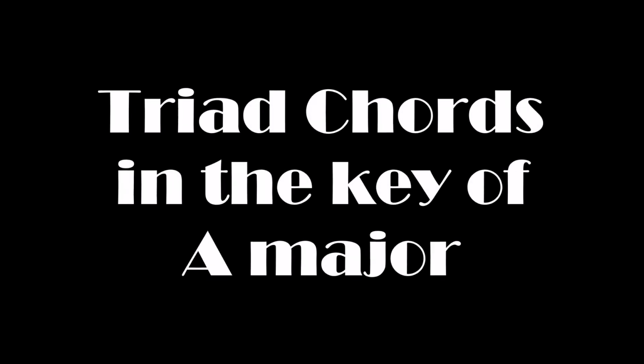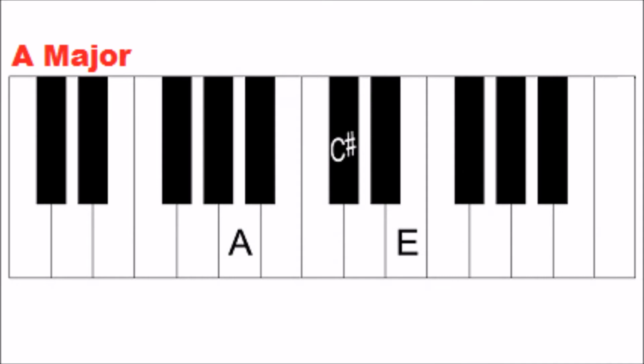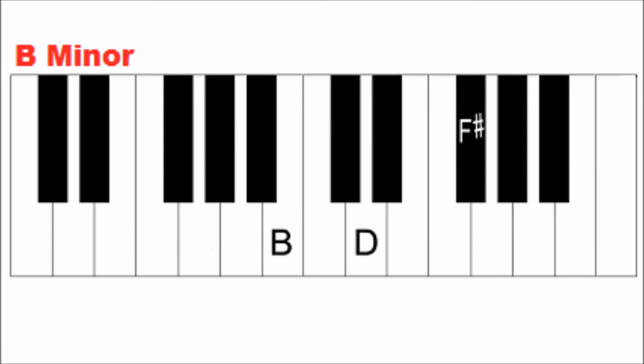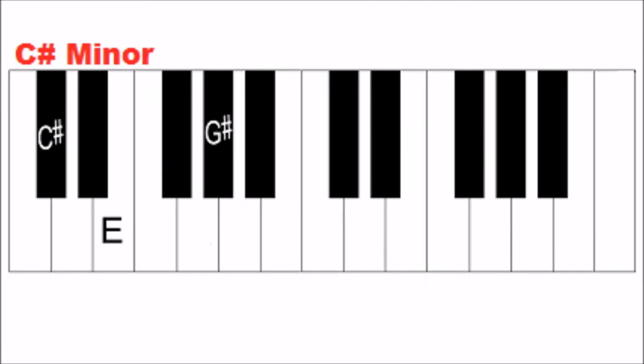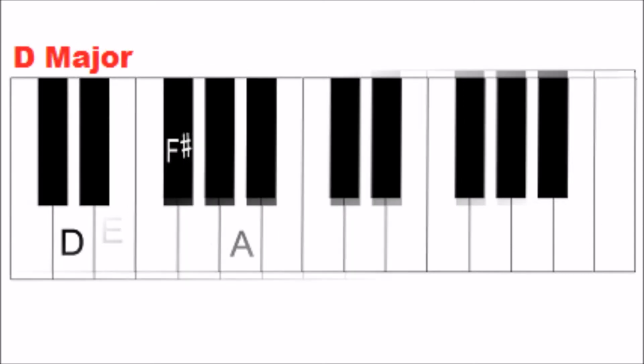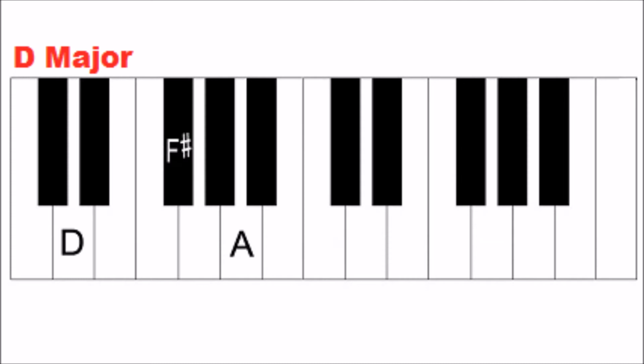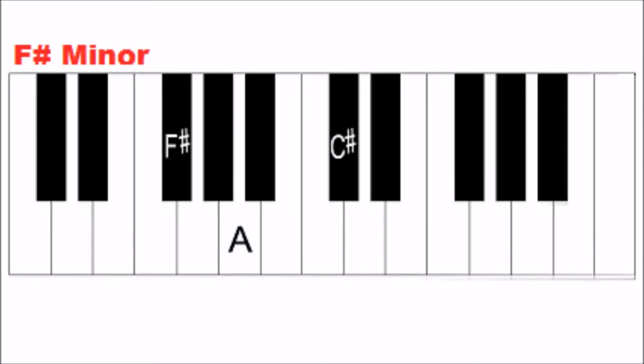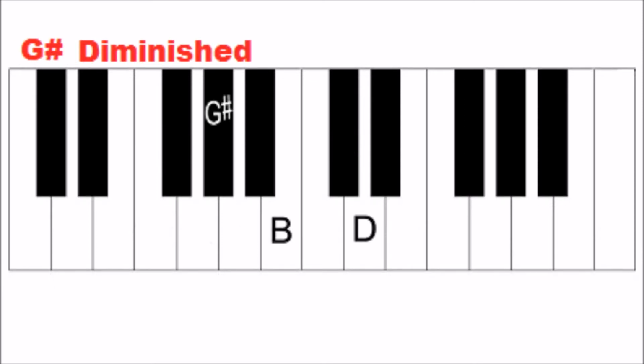Triad chords in the key of A major. Chord 1, A major. Chord 2, B minor. Chord 3, C sharp minor. Chord 4, D major. Chord 5, E major. Chord 6, F sharp minor. Chord 7, G sharp diminished.